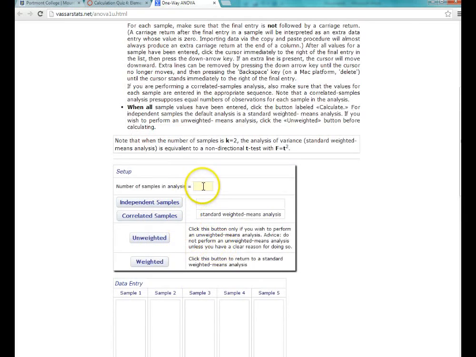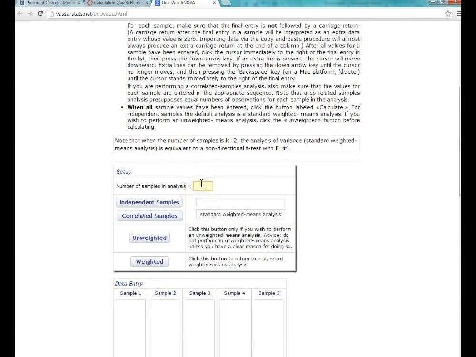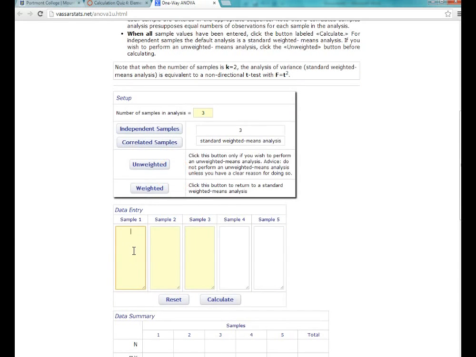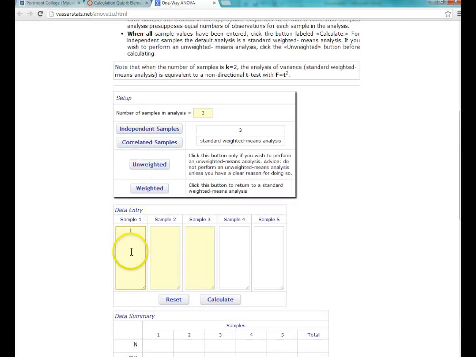Okay, so it looked like there were three groups of data here. So let's come in here and say there's three groups of data. Assume they're all independent of each other. And we're just going to enter some information into this. So this would be like A, B, C, about three pieces of information in each one. So something like 1, 2, 3, and then maybe 5, 4, 5, 3, 4, and then maybe 2, 5, 3.